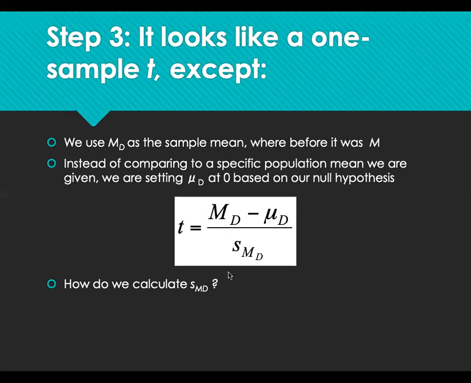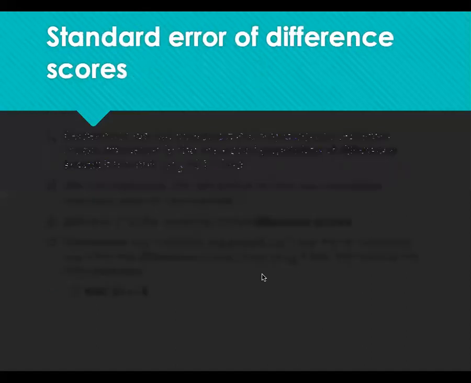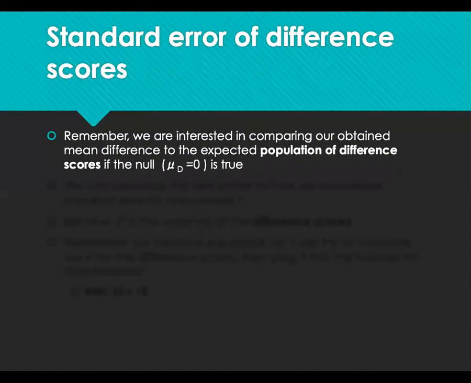And how do we calculate that standard error? This is saying the standard error of the mean difference. So just take a second and really make sure you understand what this formula is talking about, right? If we have a sampling distribution of the mean difference, what we want in the denominator of our T formula is the standard error of that sampling distribution, which is the mean difference. So standard error of difference scores.